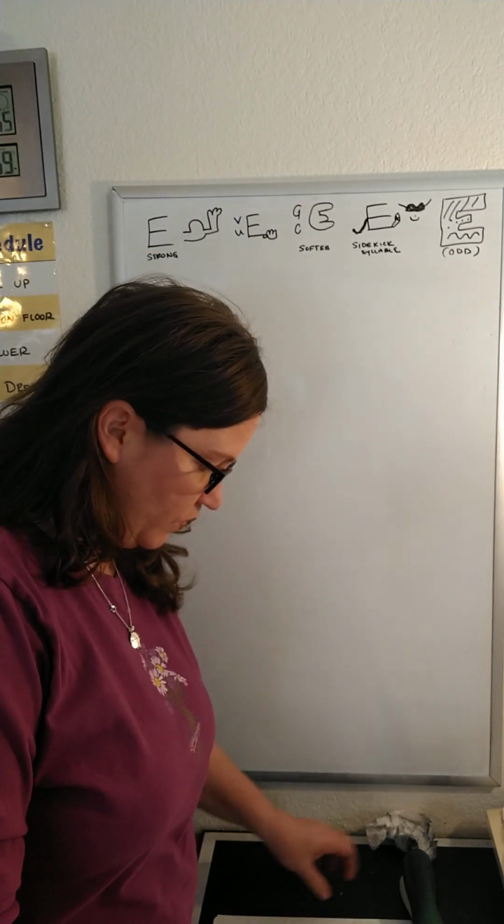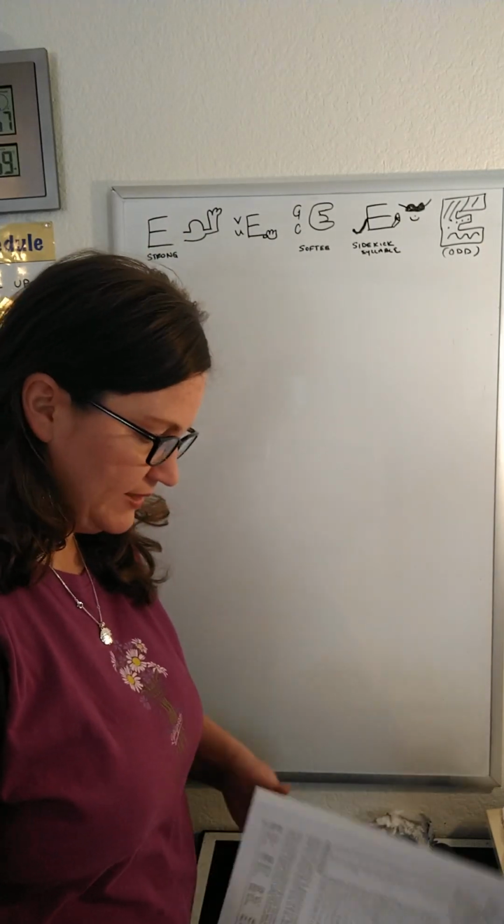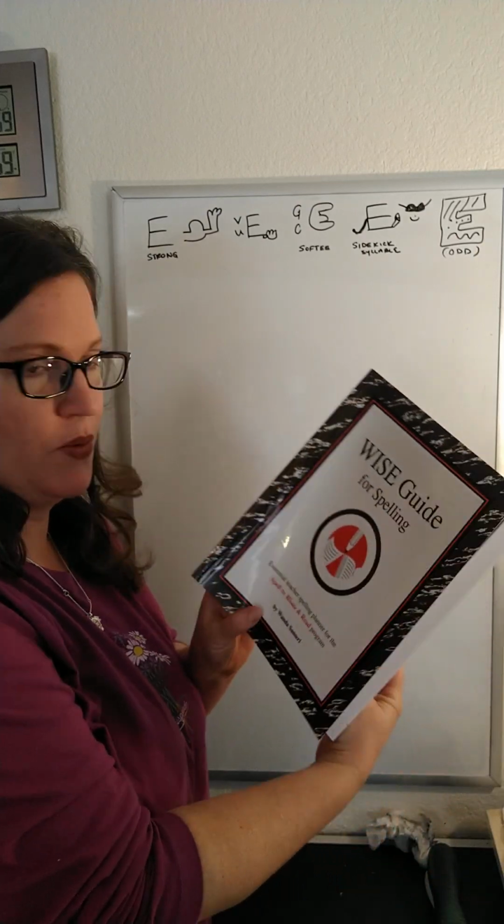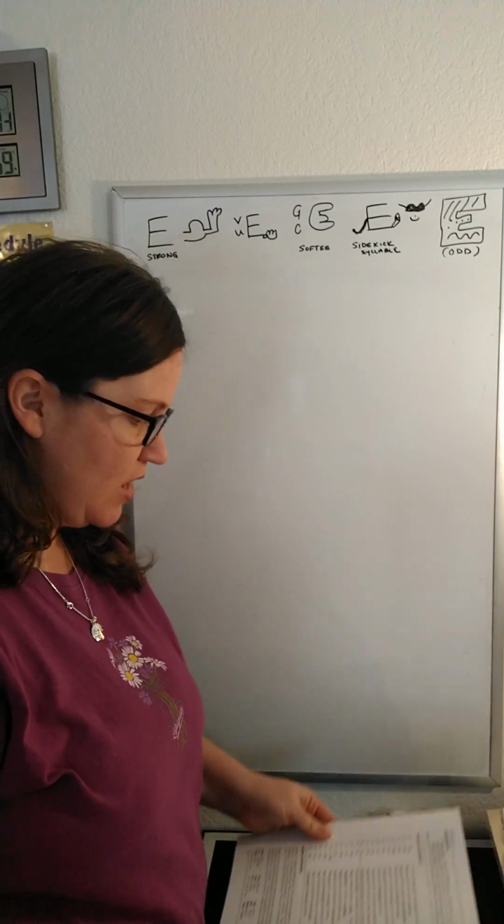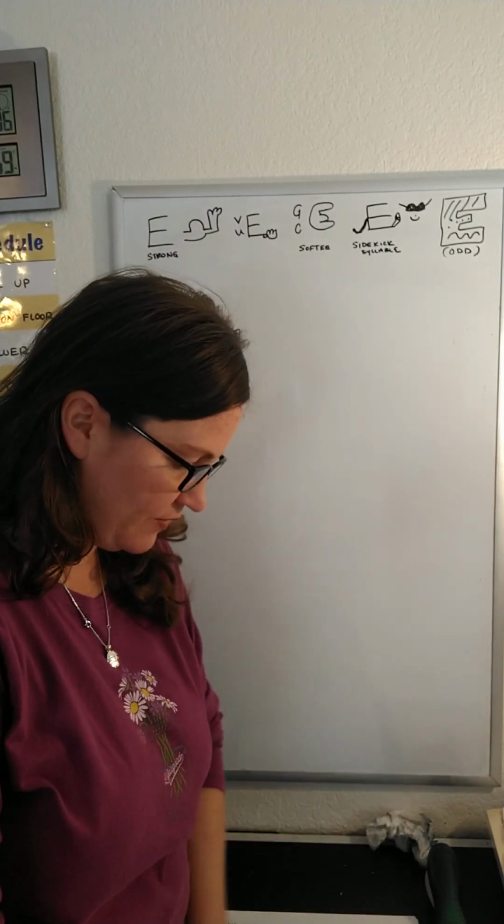We left off with the word zoo in the last lesson because we had some technical difficulties. So we're in the Wise Guide, Section I-3, and we're on the last two words of the first section.